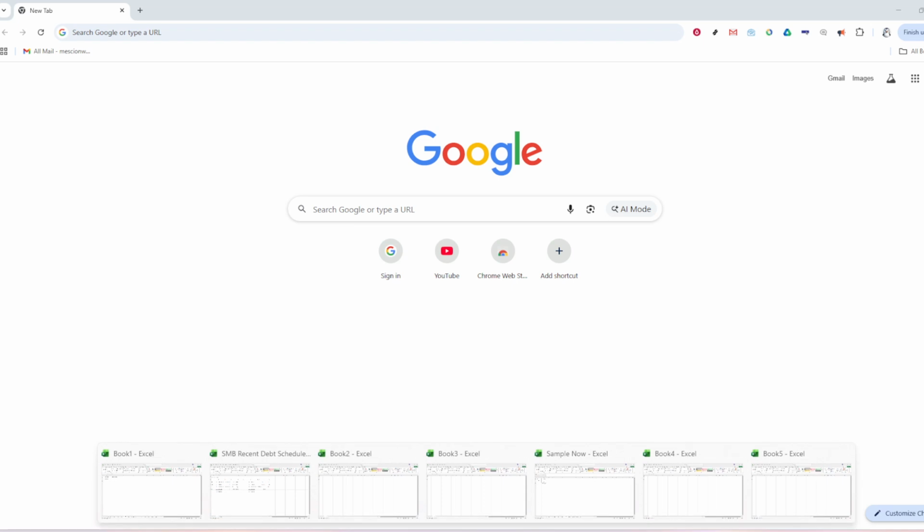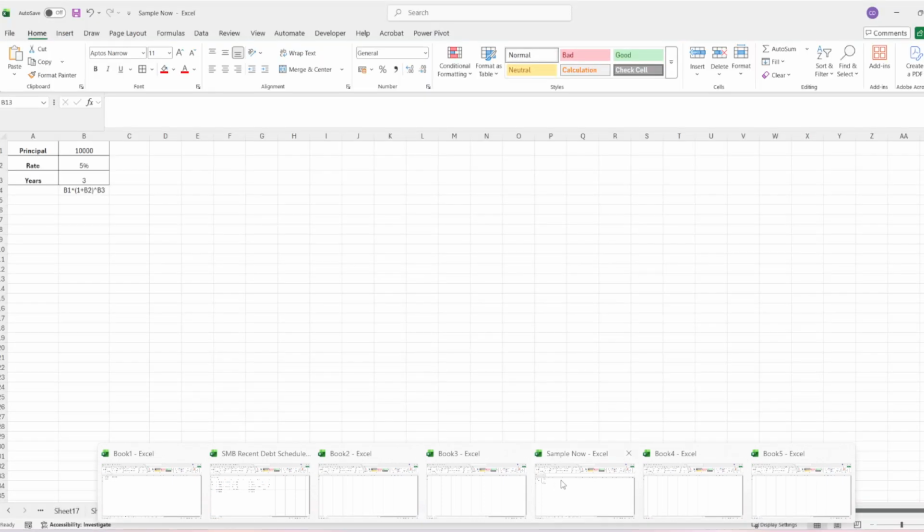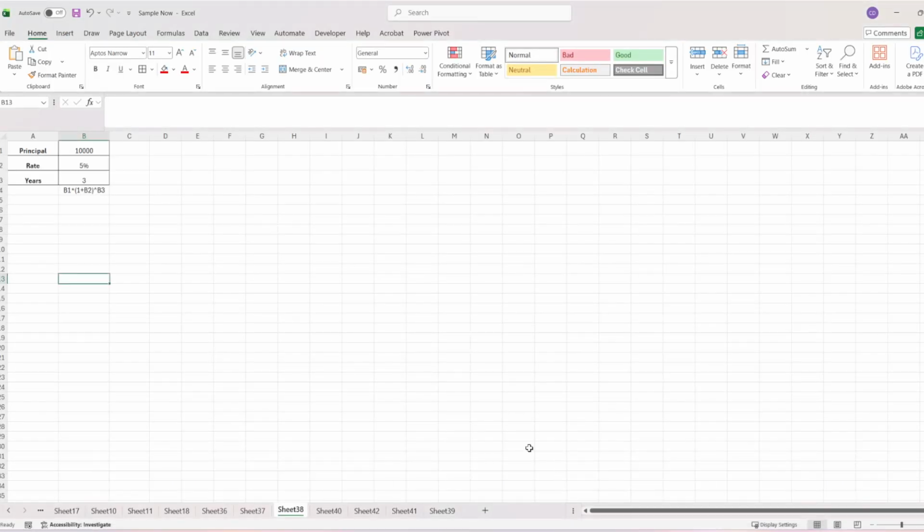Before we type anything, let's quickly define compound interest. Compound interest means you earn interest not only on your original amount, called the principal, but also on the interest that has already been added. That interest on interest effect is what makes your money grow faster over time.